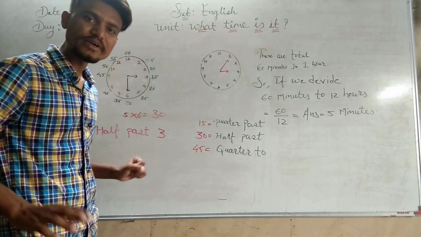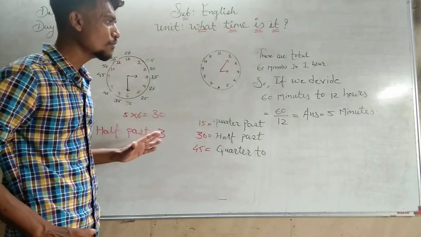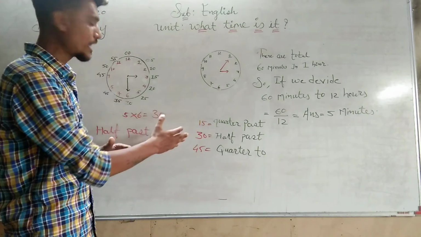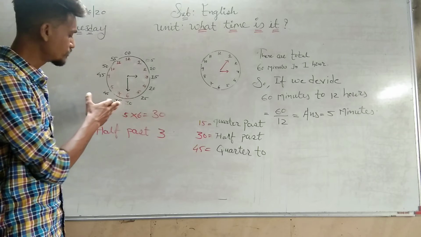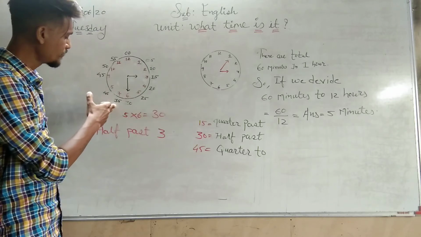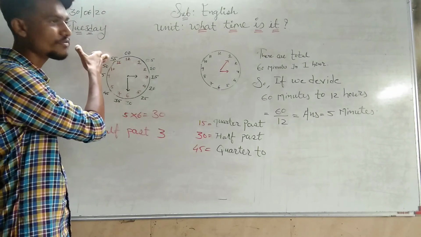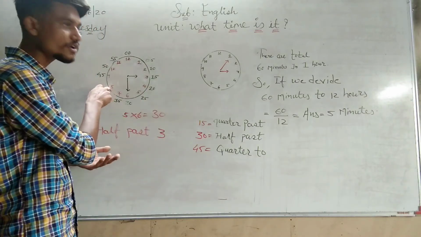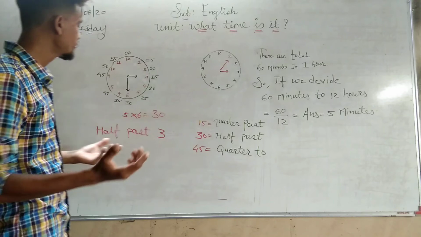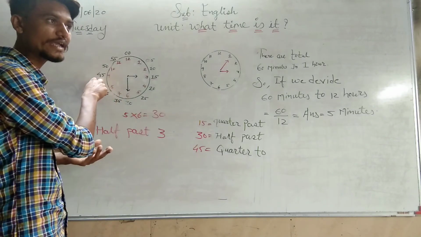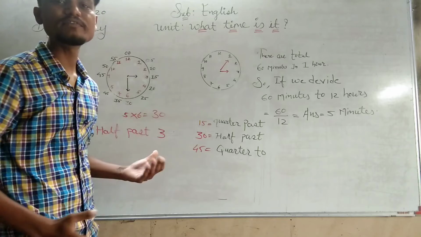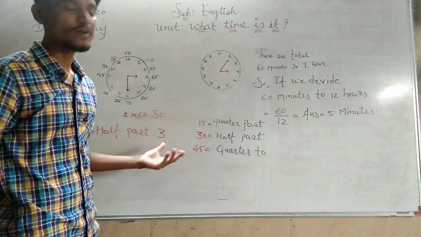So I hope you have understood the things. In the next lesson we will see about the other timings. After 30, that will be 35 minutes, 40, 45 minutes, 50, 55 minutes. So how to see the timing? If the big hand is on 8, how can you say the timing? If the big hand is on 9, what can you say? If the big hand is on 11, what can you say? That we will see in another lecture.